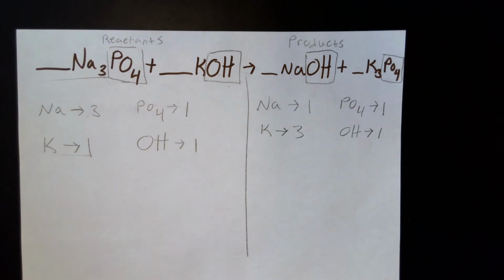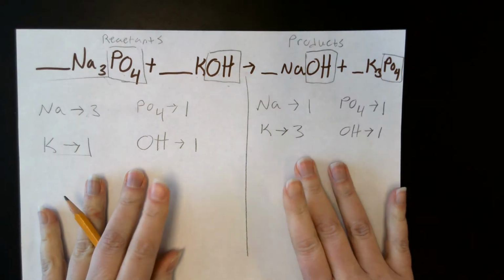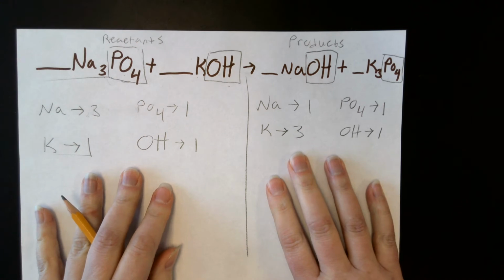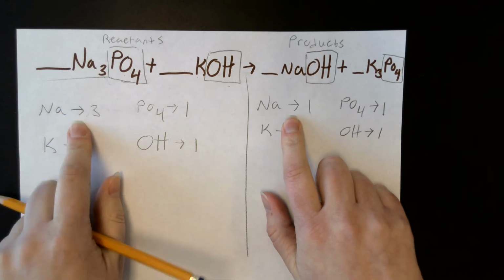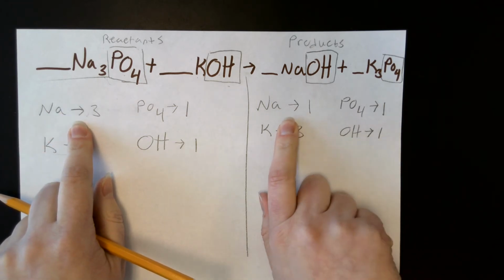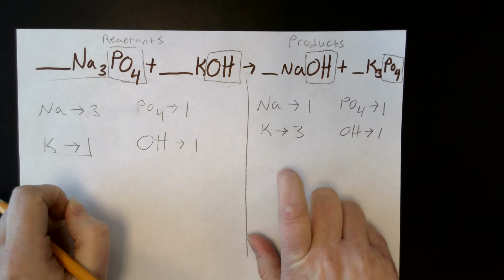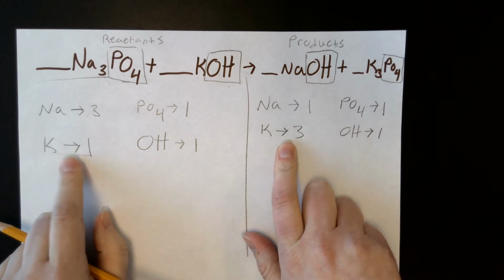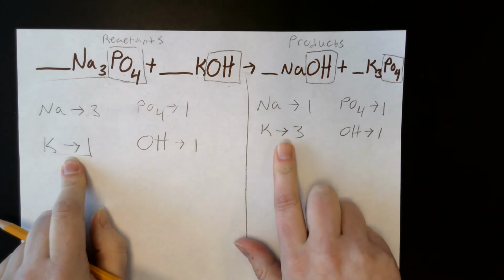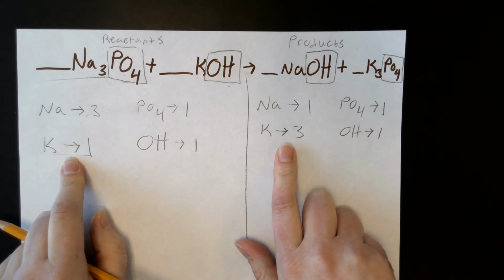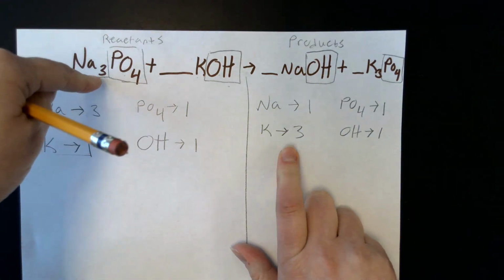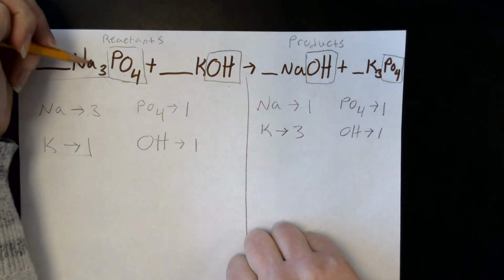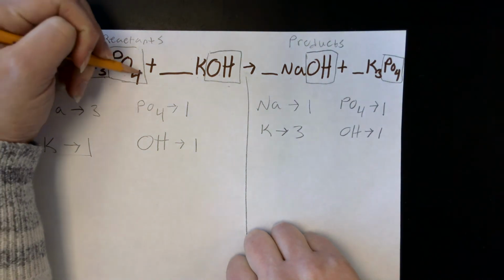So now we have to recognize what's different among these and what we need to do to change it. We'll notice right away, sodium, we have 3 of them here, but only 1 here. And then here we have 1 potassium versus 3 on our product side. So what we want to do, we want to notice that here we have to add in like groups of like Na3PO4.